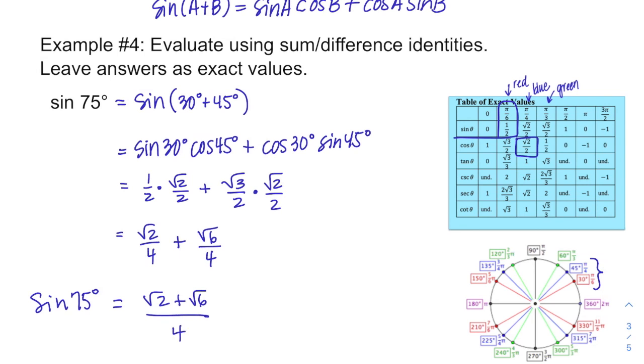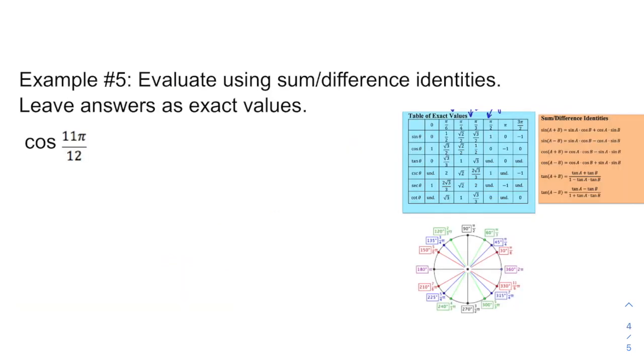Now, the benefit of this is that you have an exact value. You know we love exact values in the math world. So if I just typed sine 75 into my calculator, I'm not going to get this expression. It's irrational. Your calculator won't give that to you. So the benefit here is we get a nice exact value for our angle.